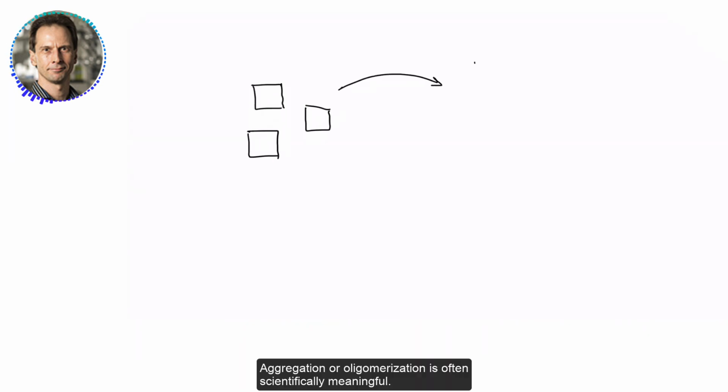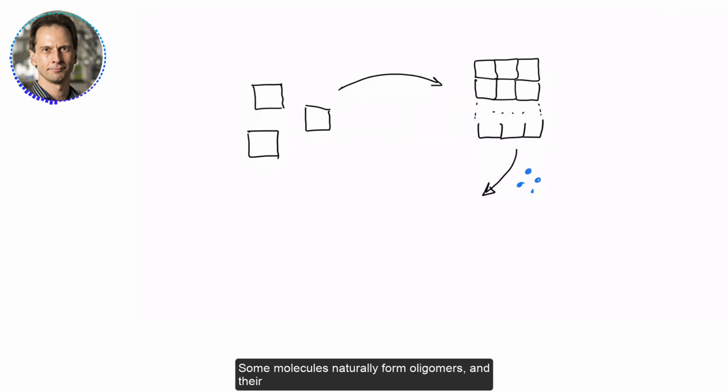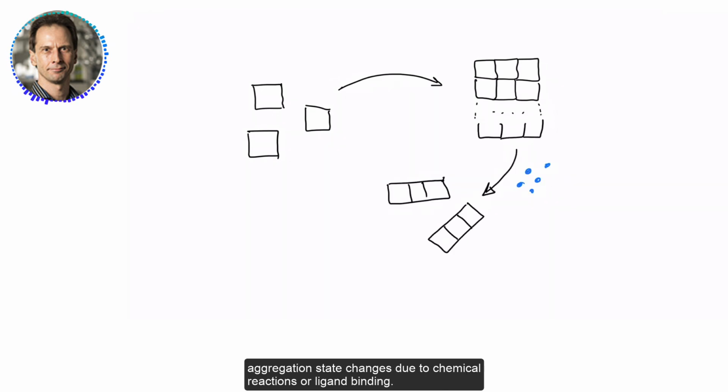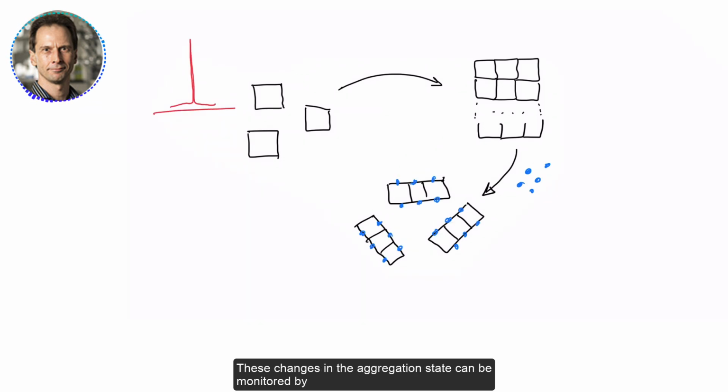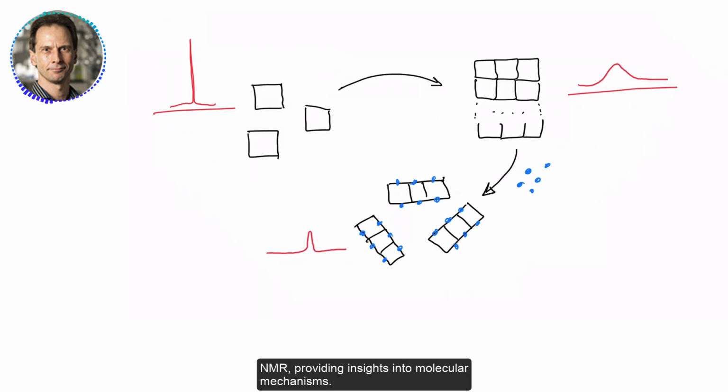Aggregation or oligomerization is often scientifically meaningful. Some molecules naturally form oligomers, and their aggregation state changes due to chemical reactions or ligand binding. These changes in the aggregation state can be monitored by NMR, providing insights into molecular mechanisms.